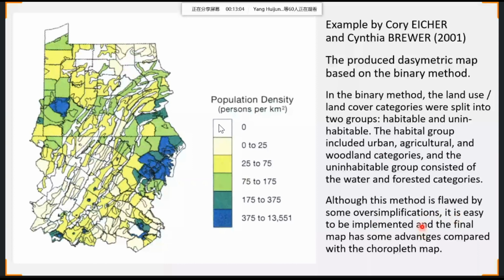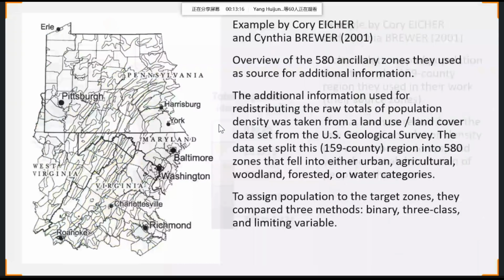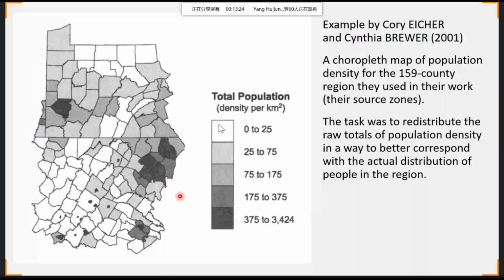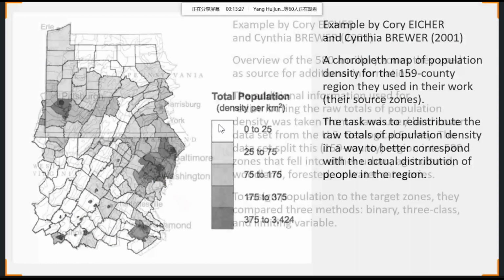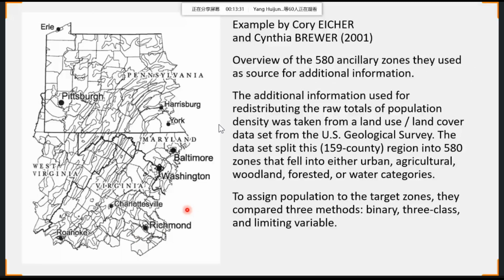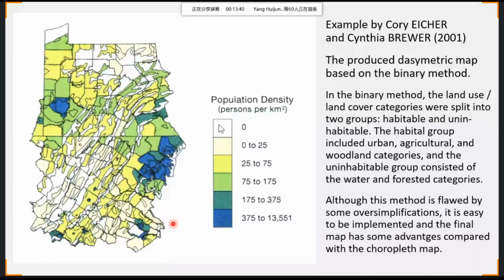The final map has some advantages compared with the choropleth map. So you can compare this final densitometric map with the initial map where you use only the enumeration units. So this was the initial map. And with this additional information that you get from these land use land cover zones, you can then more precisely redraw the map, and you get this densitometric map. So this is the idea.